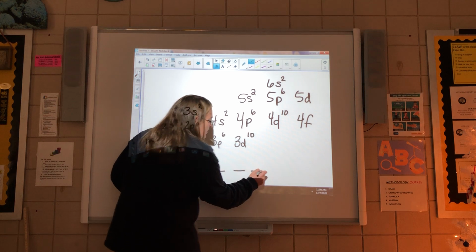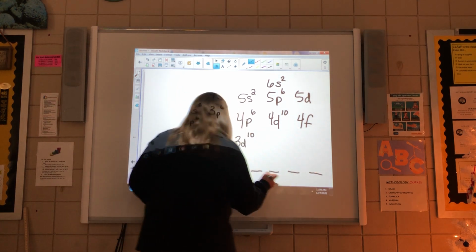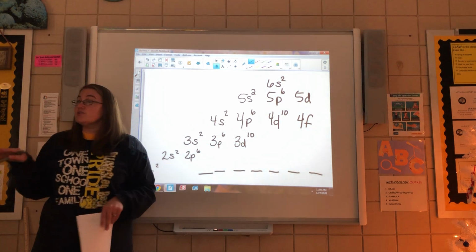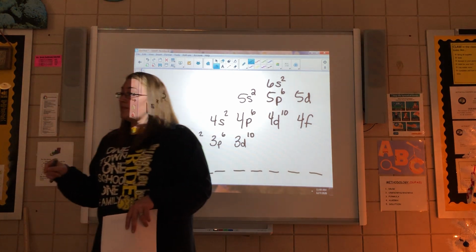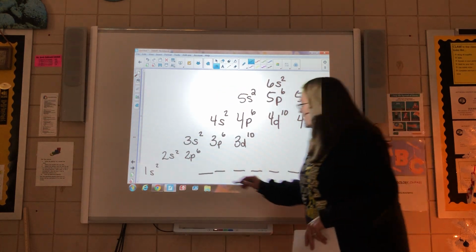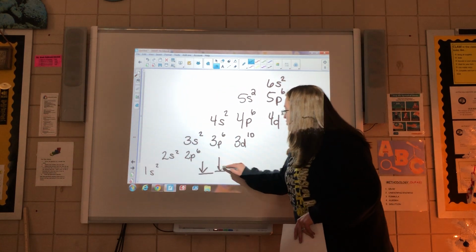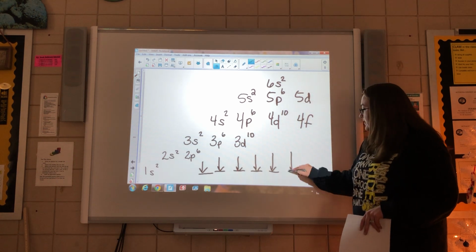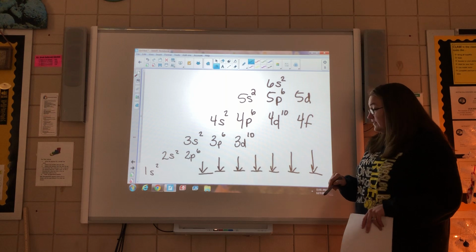1, 2, 3, 4, 5, 6, 7. There we go. 7 beds. And what is Mrs. Hunn's rule about filling up the bunk beds? Bottom has to be filled first. Bottoms filled up first. So person number 1, 2, 3, 4, 5, 6, 7.